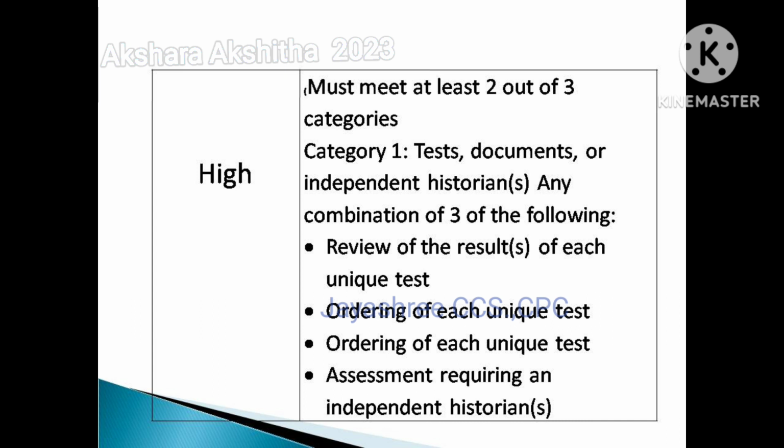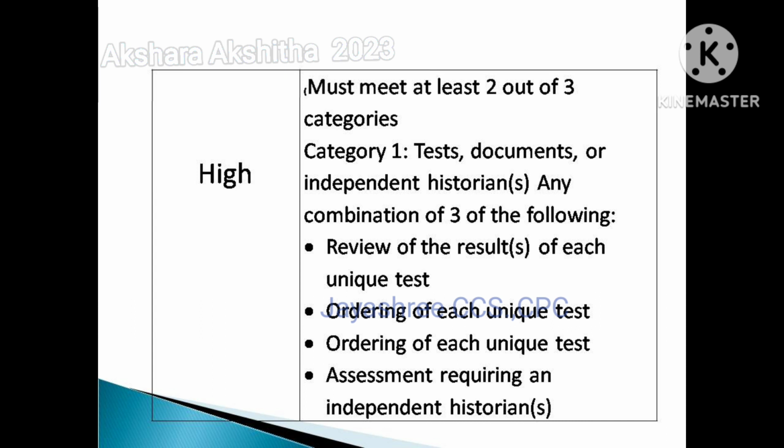Category 1: test, document, or independent historian. Any combination of the following 3 points should match. How many points have they given? 4 points. Within these 4 points, 3 should match. The points are review of the result of each unique test, ordering of each unique test, and assessment requiring an independent historian.